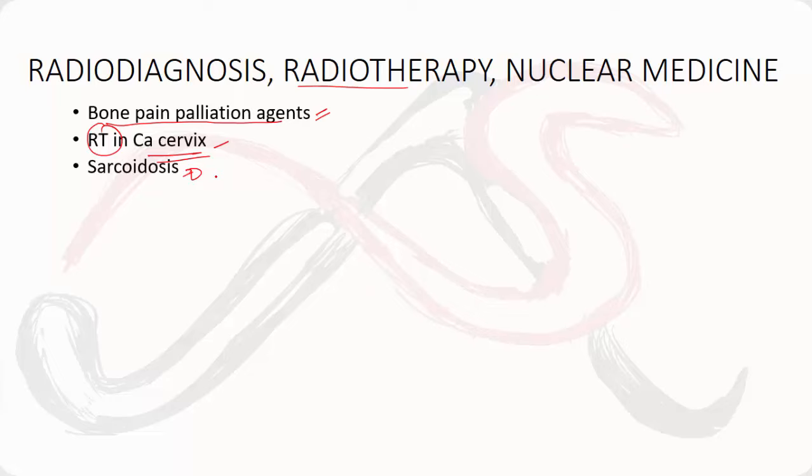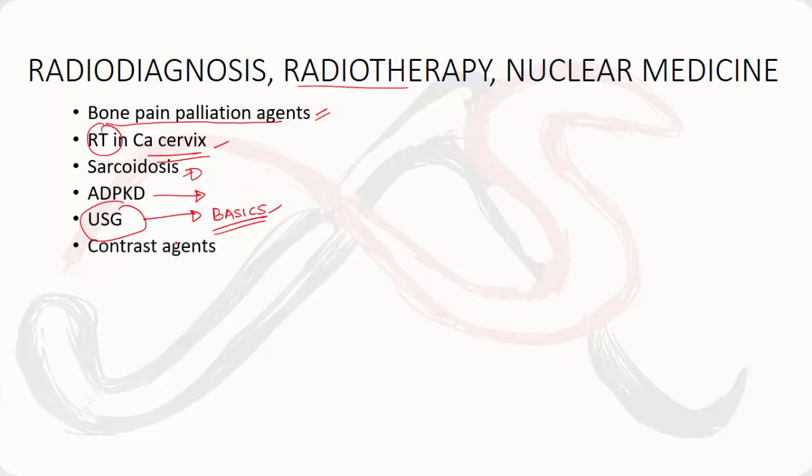The importance of sarcoidosis and the diagnosis of sarcoidosis by the various imaging techniques that are available. The specific findings of ADPKD, that is adult polycystic kidney disease, dominant polycystic kidney disease. You have to know the findings on various examinations. Ultrasound is a topic that is increasingly being asked these days, and the basics of ultrasound are asked. What are the basic principles of ultrasound and the various physics-related parameters of ultrasound. The next is the list of contrast agents, the ionic and the non-ionic contrast agents. You should know them, as well as the side effects of these contrast agents.